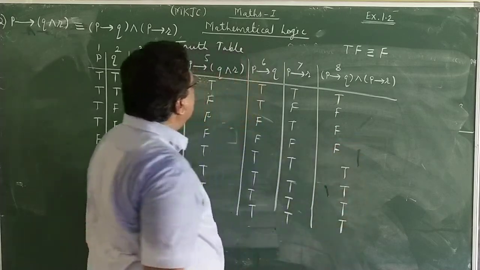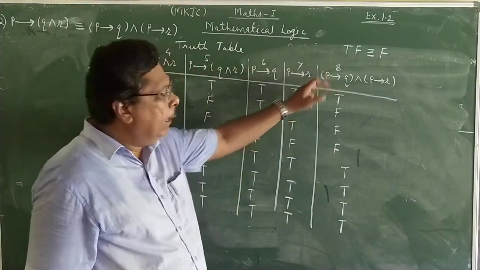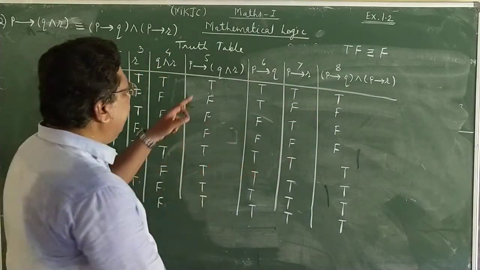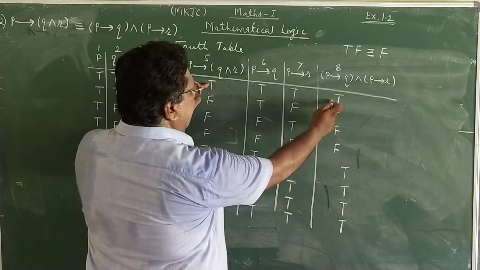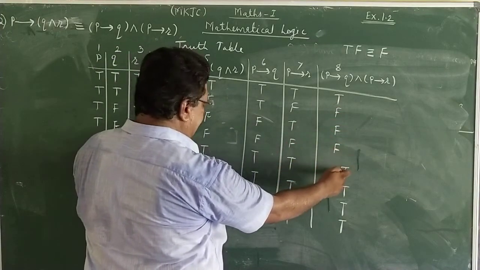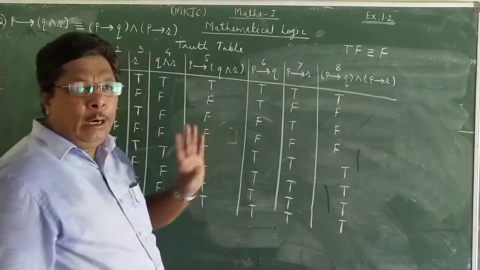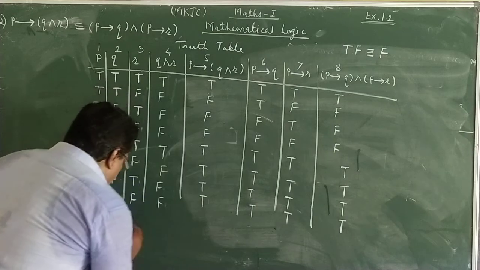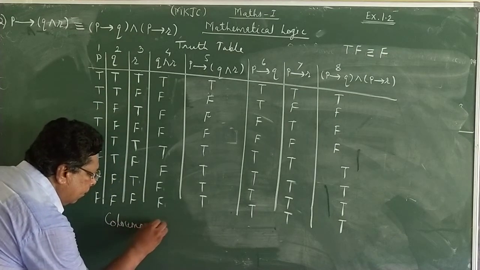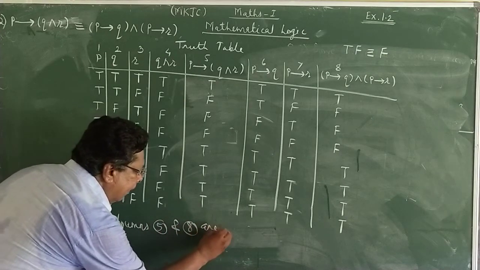Now observe LHS is in column number 5 and RHS is in column number 8. If they are identical, then they are logically equivalent. Check whether they are identical or not. See TT, FF, FF, FF, TT, TT, TT. It means they are logically equivalent. Columns 5 and 8 are identical.